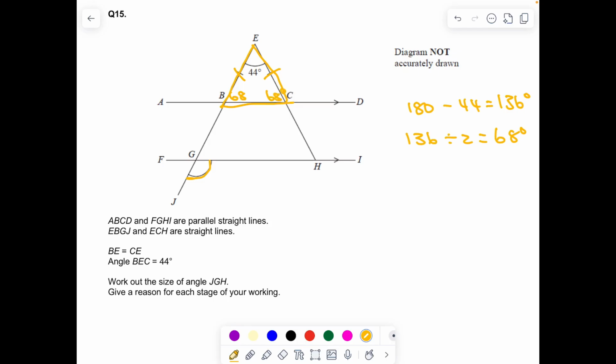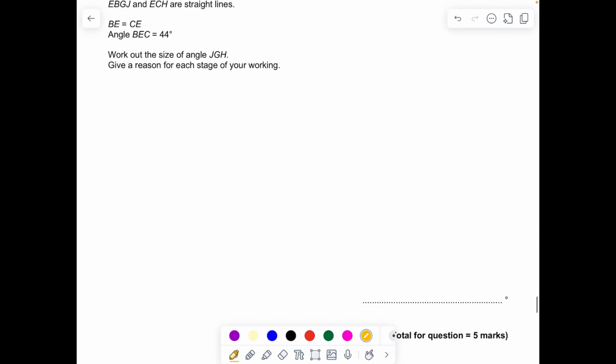Then I know that angles on a straight line, so we're talking about this line here, add up to 180. So I can do 180, take away 68, which gives me 112 degrees. So I know that that is 112 degrees. And finally, here I have got a corresponding angle. So that 112 is exactly the same here. So that's also 112 degrees. Okay, so the answer is 112.